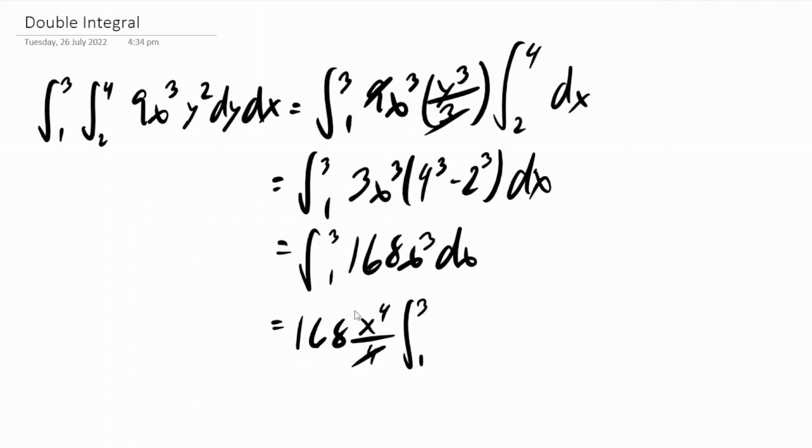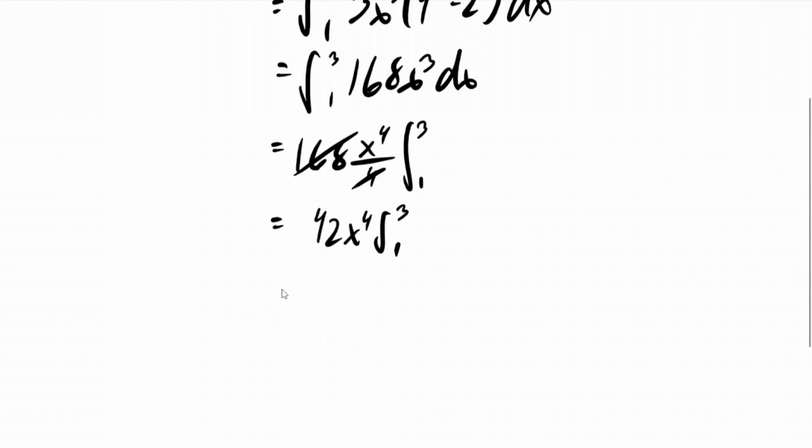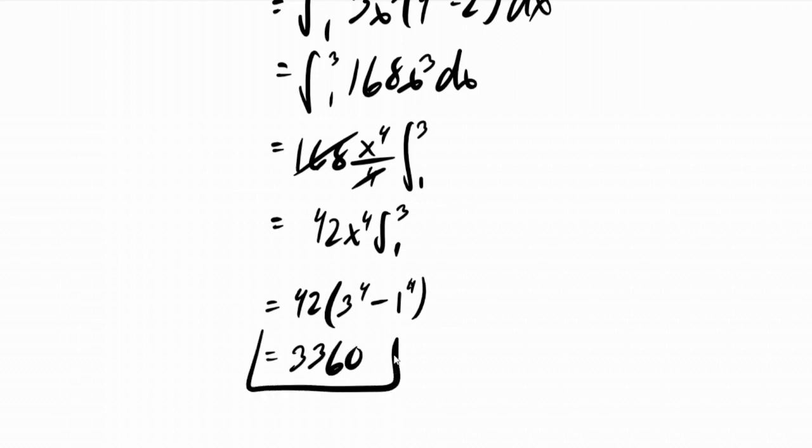Now we divide 168 by 4, that is equals to 42 x raised to 4 with limits from 1 to 3. Now substitute 3 and 1 to x, that is 42 times 3 raised to 4 minus 1 raised to 4, that is equals to 3,360. That is our final answer. That is one way to better understand double integration.